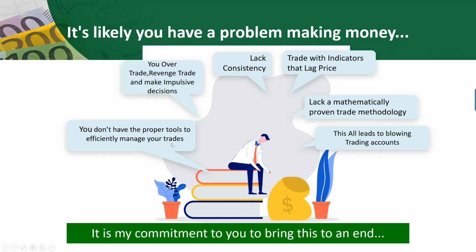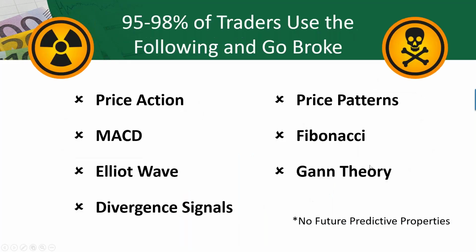Why? Because you don't have the proper tools to efficiently manage your trades. You overtrade, you revenge trade, and you make impulsive decisions. You lack consistency. You trade with indicators that lag price. And you lack a mathematically proven trade methodology. And all these things lead to blowing up accounts. So my commitment to you is to bring this to an end.